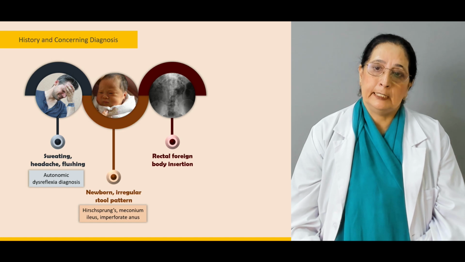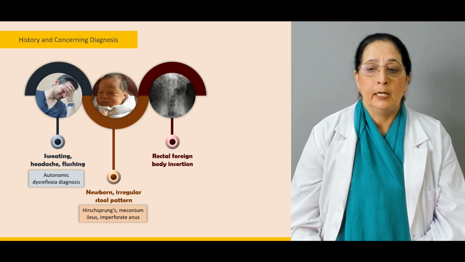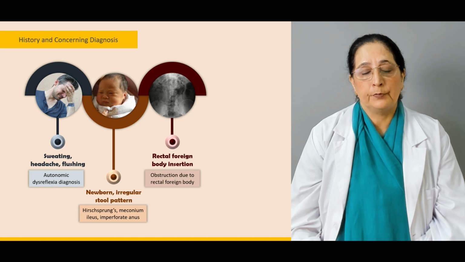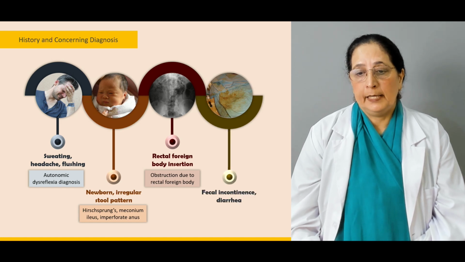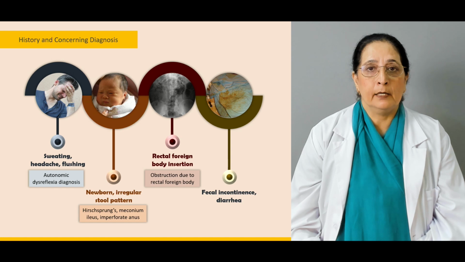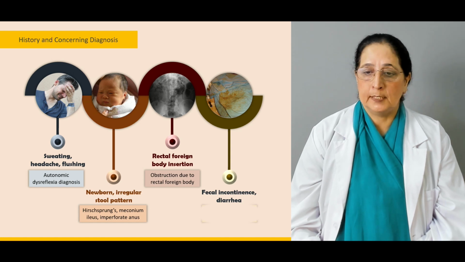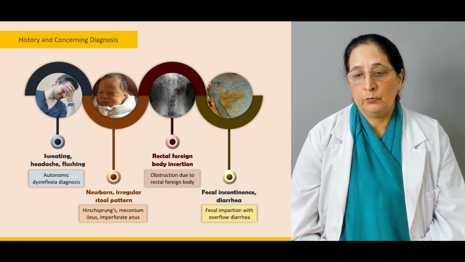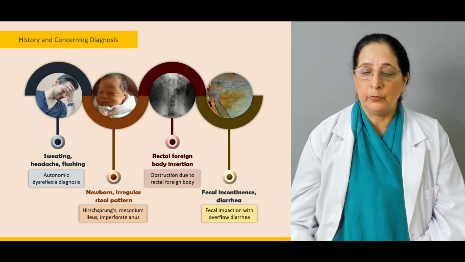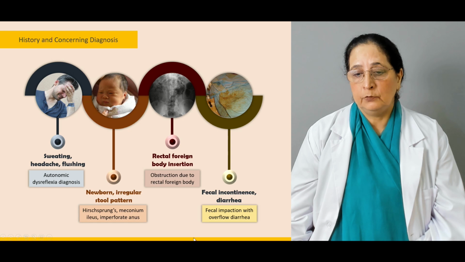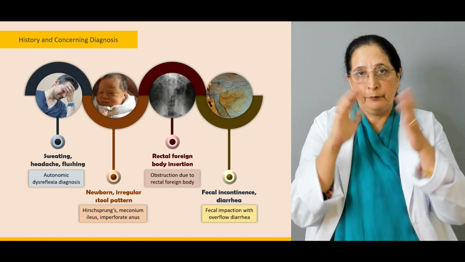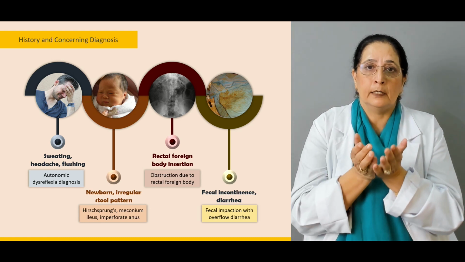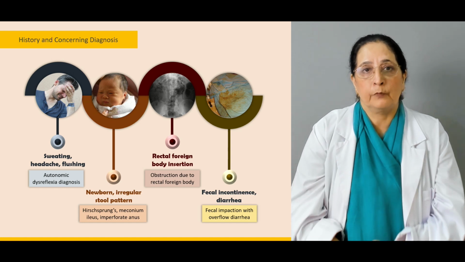Rectal foreign body insertion. If there is any foreign body, that can also lead to obstruction and cause constipation. And then fecal incontinence, diarrhea. If there is no control on the fecal output, and if there is diarrhea, this is usually due to fecal impaction with overflow diarrhea, spurious diarrhea. When there is obstruction because of hard stool, there is overflow around the hard stool, and this causes the overflow diarrhea.